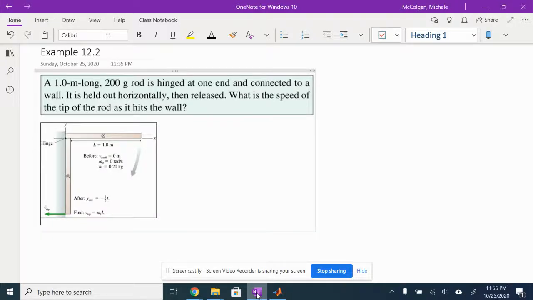A 1 meter long, 200-gram rod is hinged at one end and connected to a wall. It is held out horizontally and then released. What is the speed of the tip of the rod as it hits the wall?